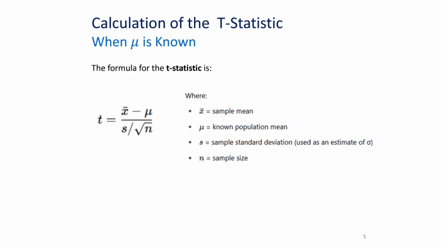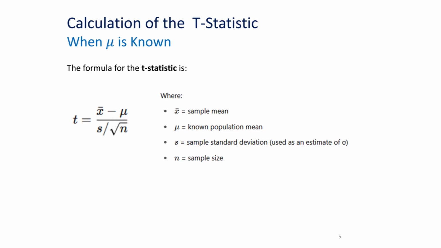When the population mean, mu, is known but the population standard deviation, sigma, is not known, and we are working with a sample, we estimate sigma using the sample standard deviation, s. In this case, the t-distribution is used instead of the normal distribution, because the estimate introduces extra variability, especially in small samples. The t-statistic is calculated as shown above.